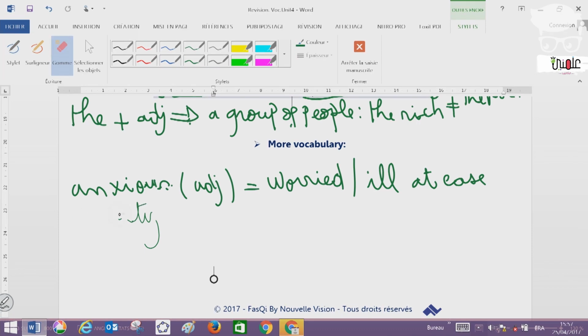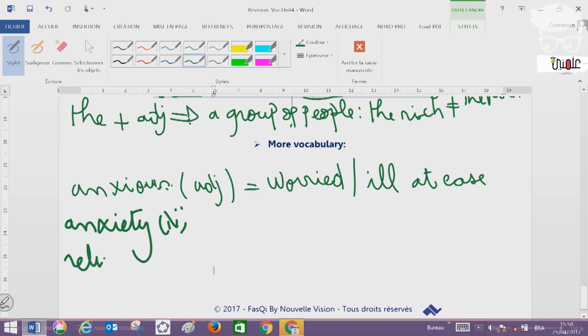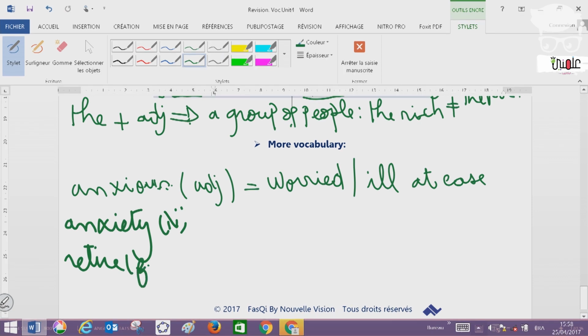Still, okay, still again. We don't have to give up. We don't surrender here. We keep strong. The fact of being retired. Retire here is not to be excluded or to resign from work. That's to stop working because of age. For example, at the age of 60 years old, many people retire.